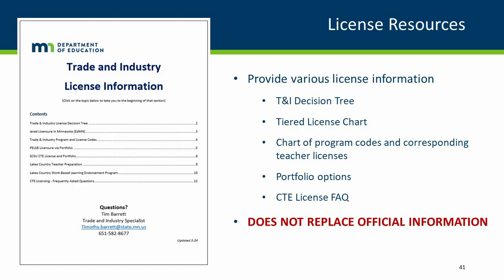All of this information, the decision tree and some other information from each of these organizations, I have listed in this other resource that you'll find in the folder. It does not replace official information. I updated it this spring, but the information can get out of date pretty quickly if they make decisions and changes without notifying me. So always double check with them. You can start here, but double check with Pelsby if you have questions.